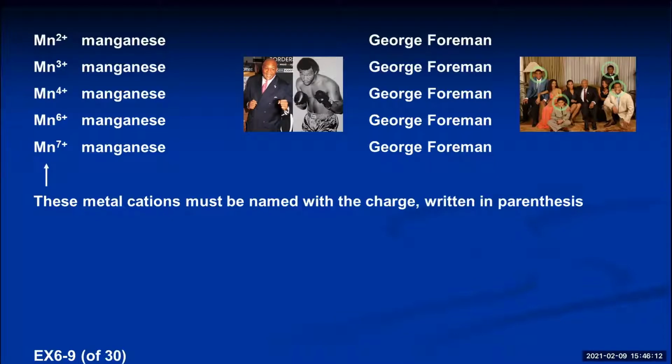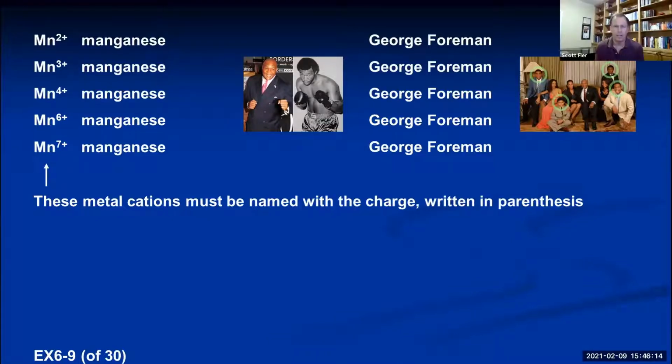So the top ion there, the manganese positive 2 ion, is named manganese(II). And the way it's written is with a Roman numeral 2 in parentheses. The next one's name is manganese(III), written with a Roman numeral 3 in parentheses. The next one's called manganese(IV). You'll have to know your Roman numerals, right? The Roman numeral looks like this. That's 4. So that would be called manganese(IV).